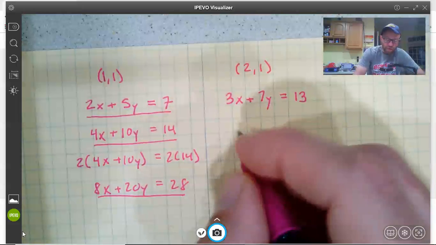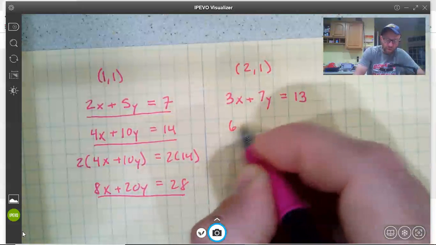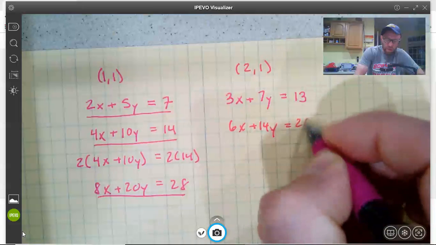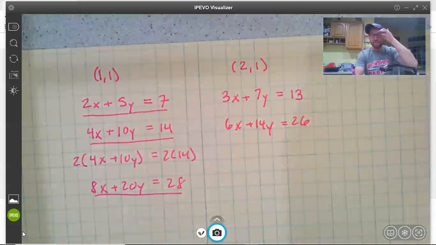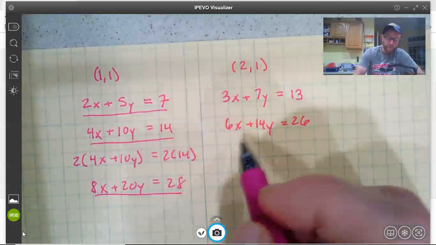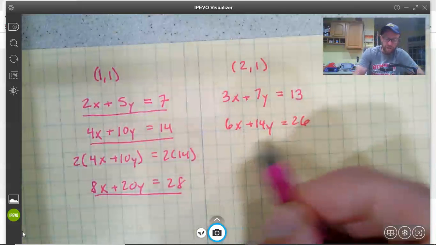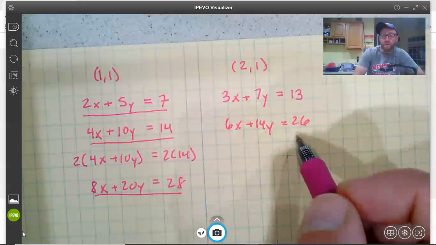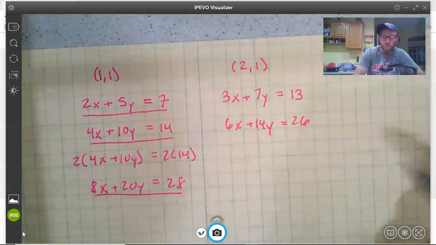I could say double everything. So I have 6x plus 14y equals 26. And then I have 2 times 6 is 12. 14 times 1 is 14. 12 and 14 is 26. So 2, 1 still works.